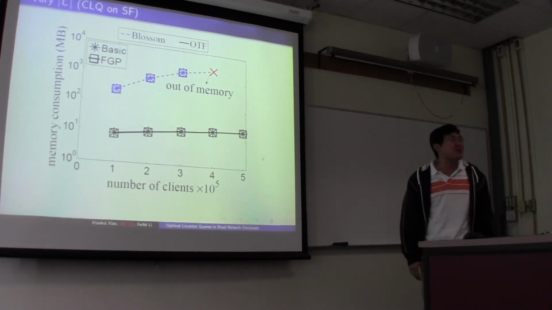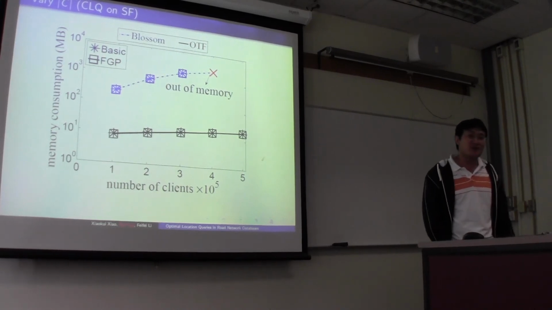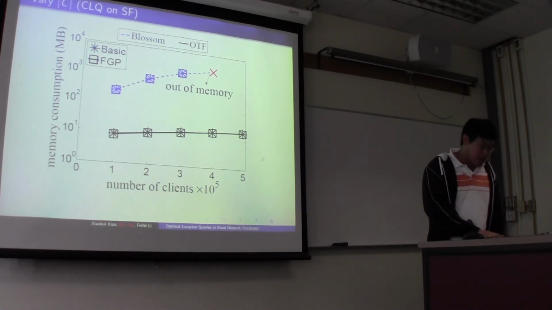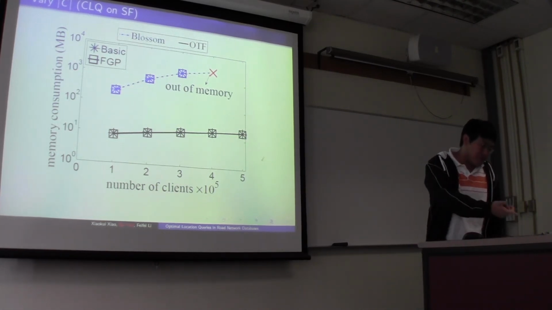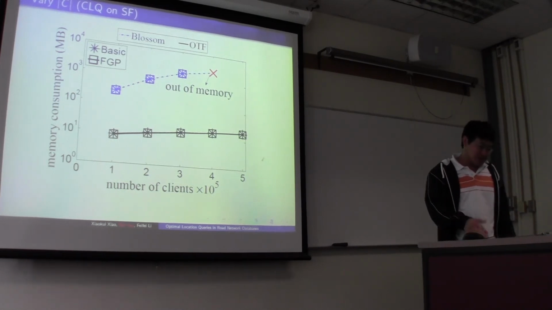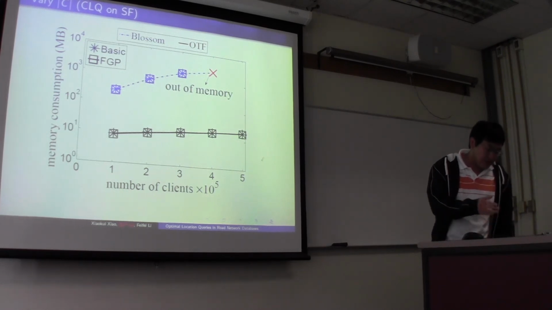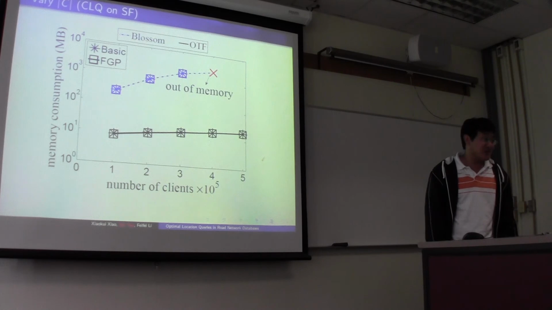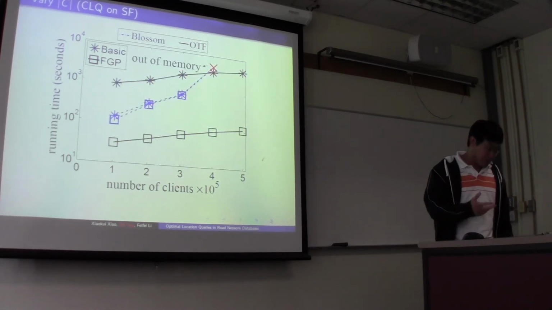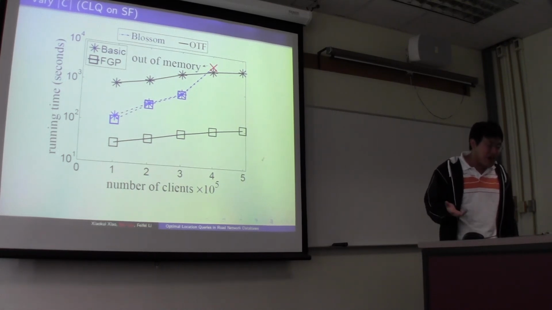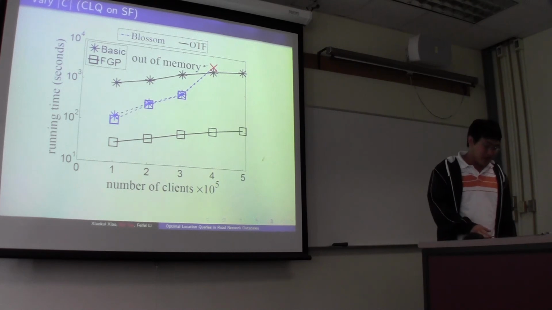In the second experiment, we investigate the scalability for all solutions. For the memory consumption, as you can see, the Blossom-based algorithm needs a lot of memory, while the on-the-fly based algorithm just increases slightly. In terms of the runtime, the Blossom-based algorithm works fine before it runs out of memory. And still the on-the-fly with the FGP method has the best scalability.